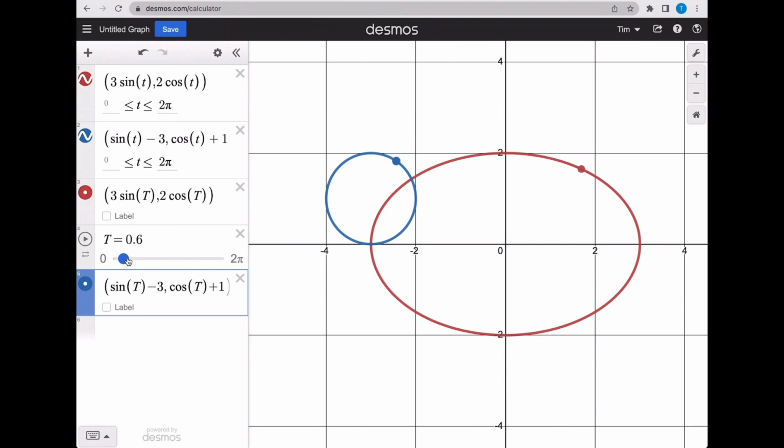So as our parameter value ranges from 0 to 2 pi, watch the points on the two different graphs. We want to know if these points ever collide. No collision here, even though the graphs intersect. The particles are in different places at the same time. So since the particles are not at the same place at the same time, there's no collision.